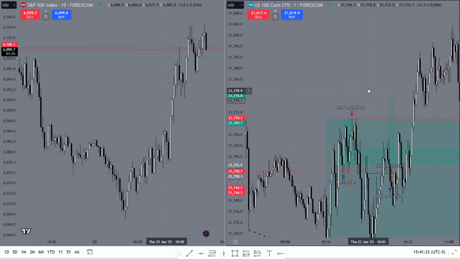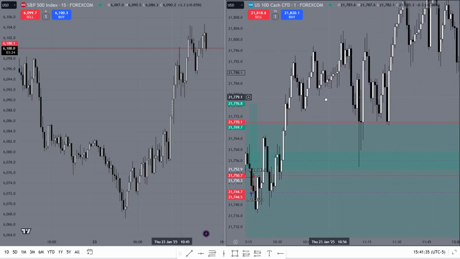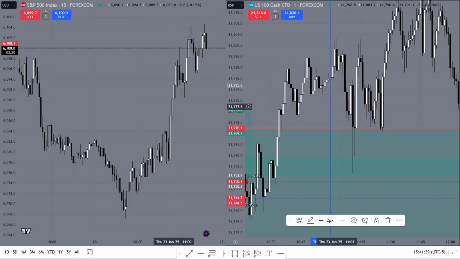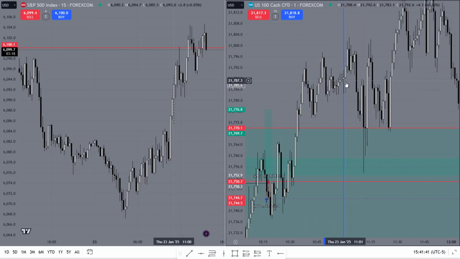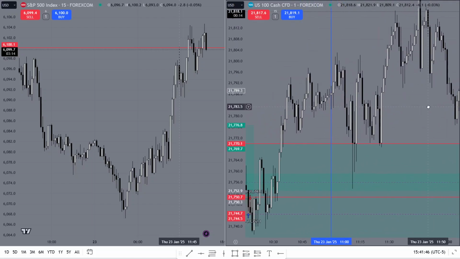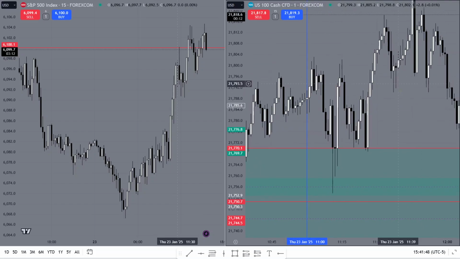So anyways, the market rallied up, and then Trump. Well, let me mark that out. At 11 a.m., Trump started a speech. So that right there is when Trump started talking. Now, to a normal retail trader, what does this look like? Consolidation, high, low, high, low, high, low.